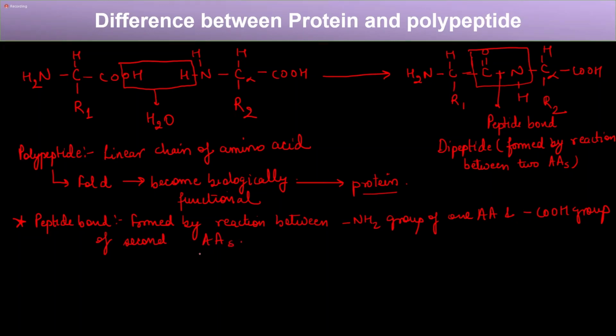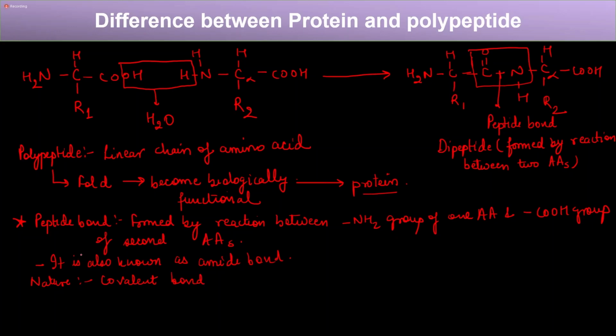Now, if we talk about the features of peptide bond, the peptide bond is also known as amide bond. Secondly, its nature is that it is a covalent bond. It is formed by the sharing of electrons, so it is a covalent bond.